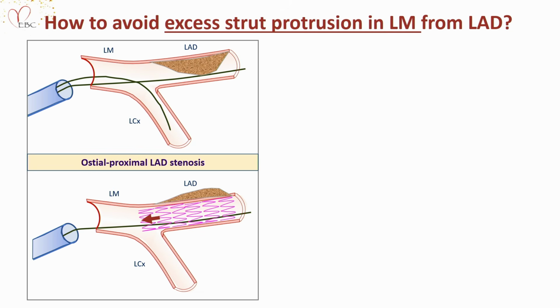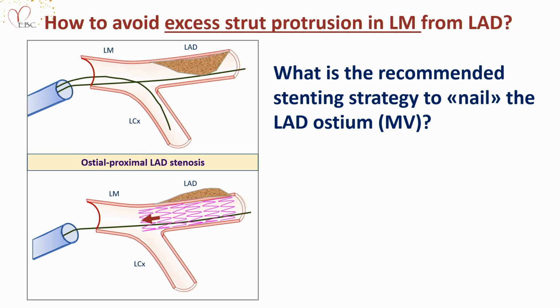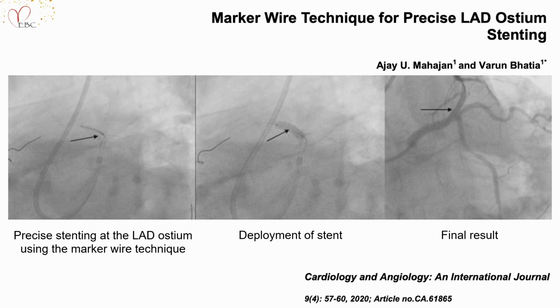How to avoid protrusion in the LED is different because the angle is straight from the left main. So what is the recommended strategy to nail the ostium? A simple one: the marker wire technique, published in an article in 2020. You have the precise stent, the LED ostium, using the marker wire. In the second panel in the middle, you see the marker wire in the circ, which is very visible. You can apply this technique if there is not a lot of motion, 1 millimeter, maximum 2. If there is more than 3 millimeters, it doesn't work.